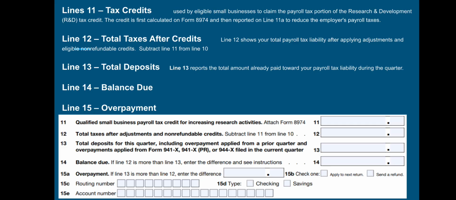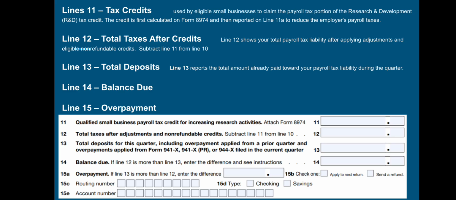Now moving on to line 13, total deposit. Line 13 reports the total amount already paid towards your payroll tax liability during the quarter. Whatever amount you have paid, for example, if you're making the payment on a bi-weekly or monthly basis for 941 on the EFTPS website, whatever amount you have paid in a quarter will be mentioned on line 13. And line 13 will be compared with line 12, because line 13 is what you have paid, and line 12 shows what should have been paid.